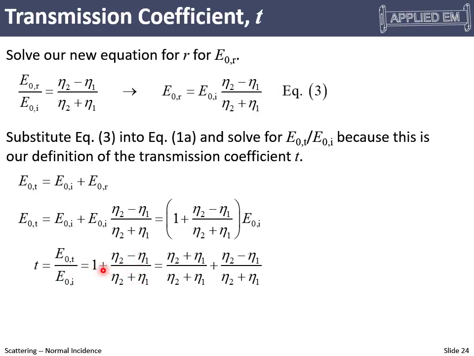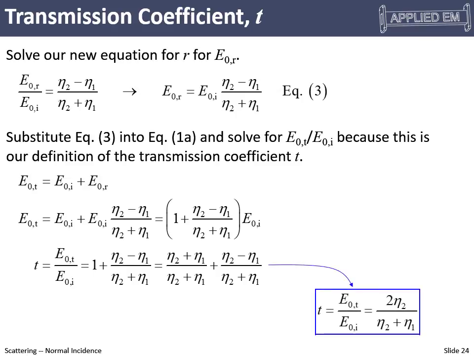We can do a little bit of math, and we can say that 1 equals (eta 2 plus eta 1) divided by (eta 2 plus eta 1). We now have a common denominator, and then we can combine these terms, and we derive our final expression for the transmission coefficient. Again, defined as the amplitude of the transmitted wave relative to the amplitude of the incident wave. And it is just 2 eta 2 over the sum of the impedances.